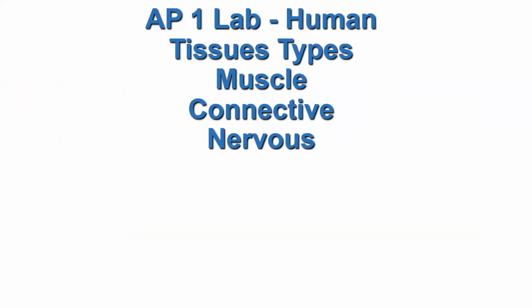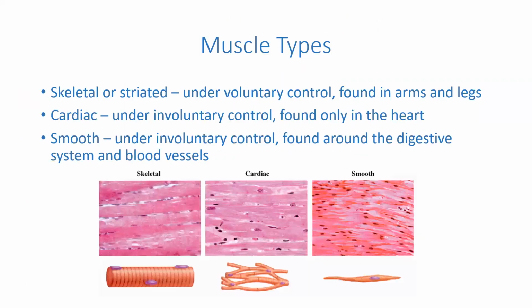Okay, the other three tissue types I can go through fairly quickly here. Muscle, connective, and nervous tissue. There's only three types of muscle cells in our bodies. One type that we have control over, and the other two are involuntary. Connective tissue includes things like blood and collagen fibers and bone and fat, and they're all a little different. And then we have nervous tissue.